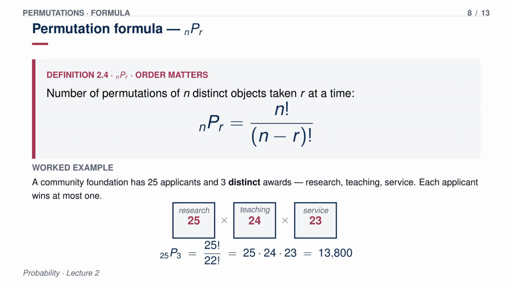Restructure how? What happens to the math if they decide to scrap the distinct titles and just hand out 3 identical $500 checks? Well, if the prizes are identical, suddenly the order in which your name is called doesn't mean anything. Right. Whether you're the first name called for a $500 check or the third name called, you are still walking away with exactly the same $500.